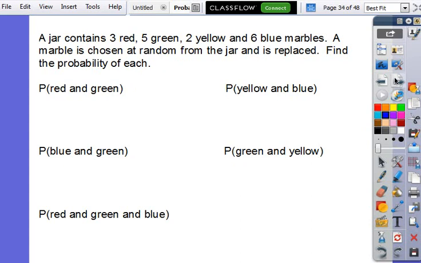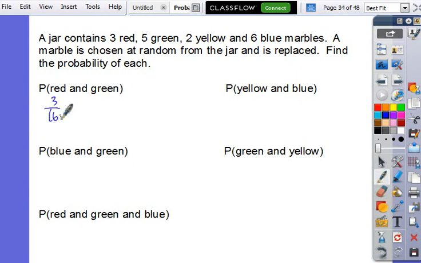A jar contains 3 red, 5 green, 2 yellow, and 6 blue marbles. A marble is chosen at random from the jar and is replaced. So what kind is this? Independent. The first one doesn't have anything to do with the second. Red and green. How many reds are there, out of how many? 16. So for picking red, it would be 3 out of 16.